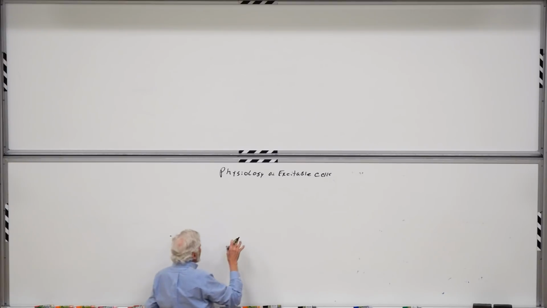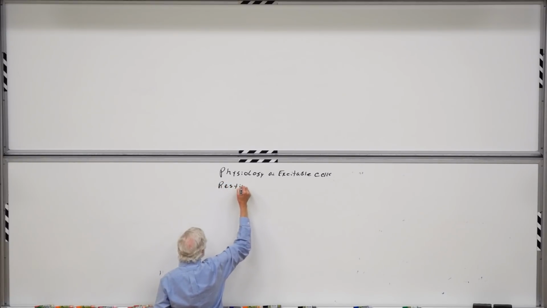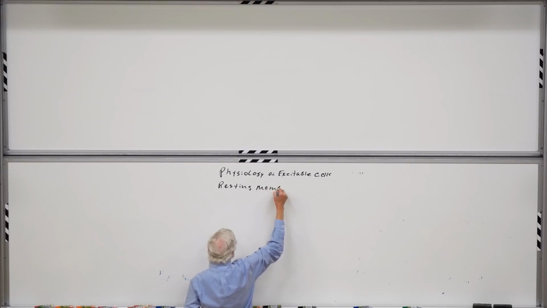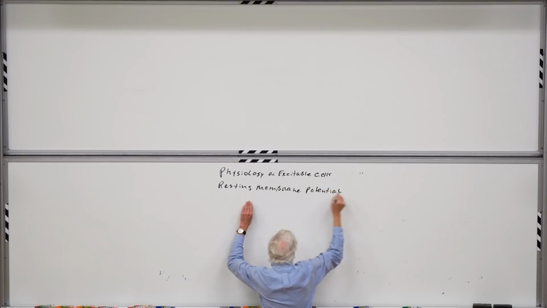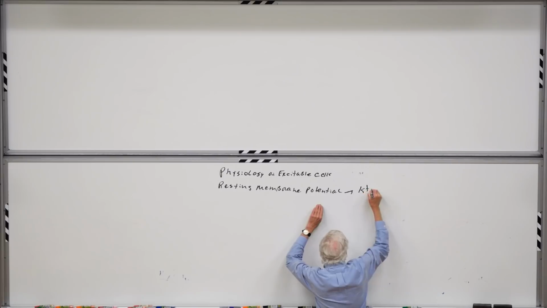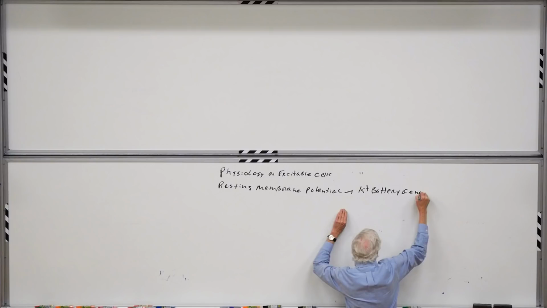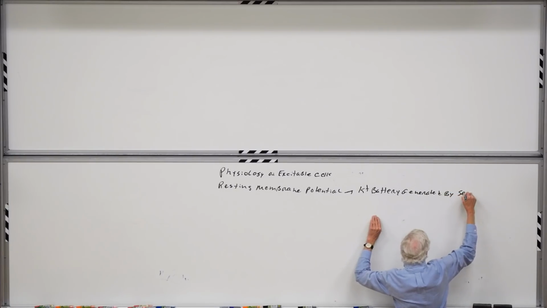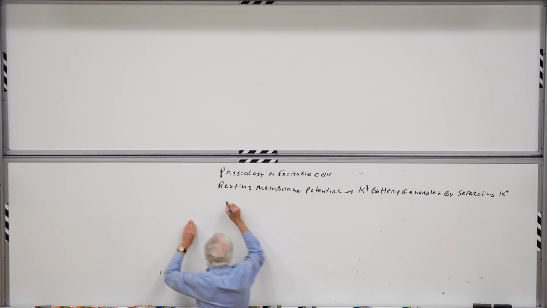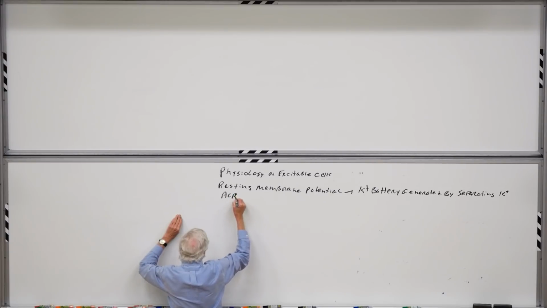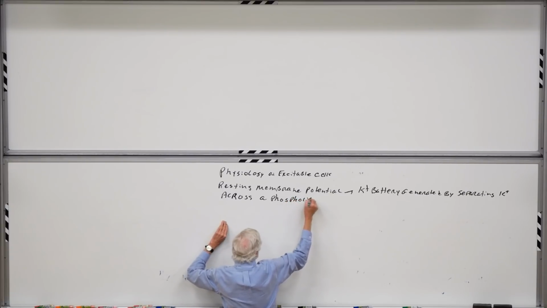We're going to start here by generating a resting membrane potential. The resting membrane potential is nothing more than a potassium battery generated by separating potassium ions across a phospholipid bilayer.